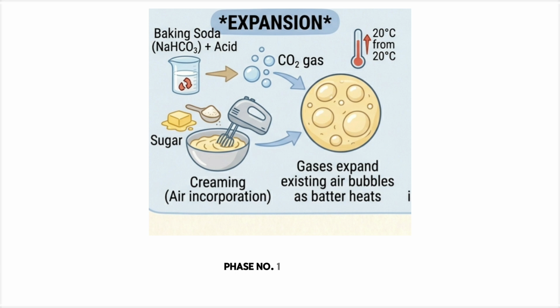Phase number 1, expansion. As the batter heats up, leavening agents react. Baking soda, NaHCO3, reacts with acidic components to release CO2 gas. These gases expand existing air bubbles trapped during the creaming phase, where butter and sugar are beaten together.